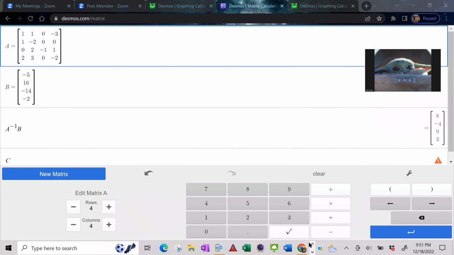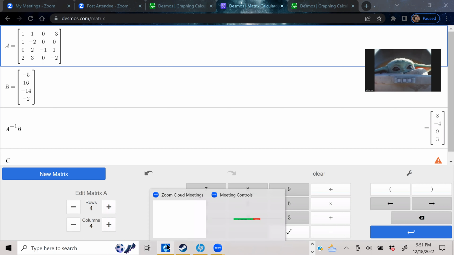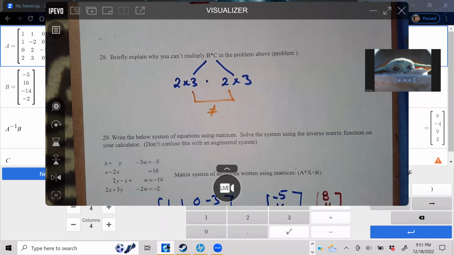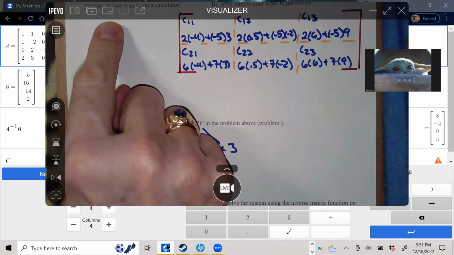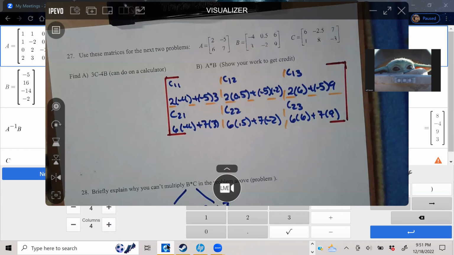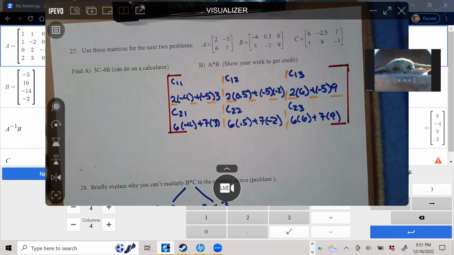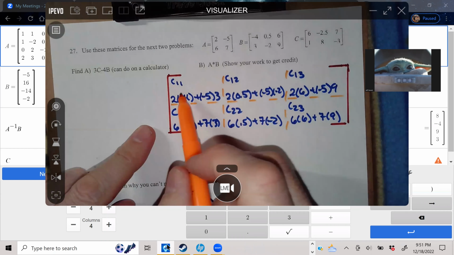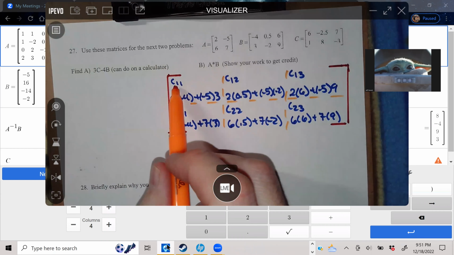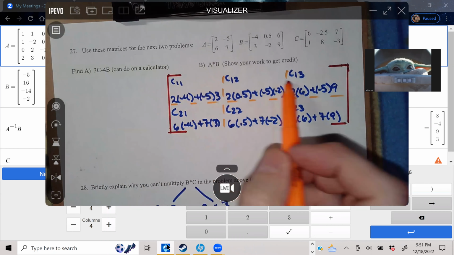So let's finish up the final exam review, questions 27 through 38. Let me begin with question 27 and get over to here. So these, I would imagine you can enter into your calculator. That's all I'm asking you to do here. So let me concentrate on multiplication. I labeled this C11, C12, C13.